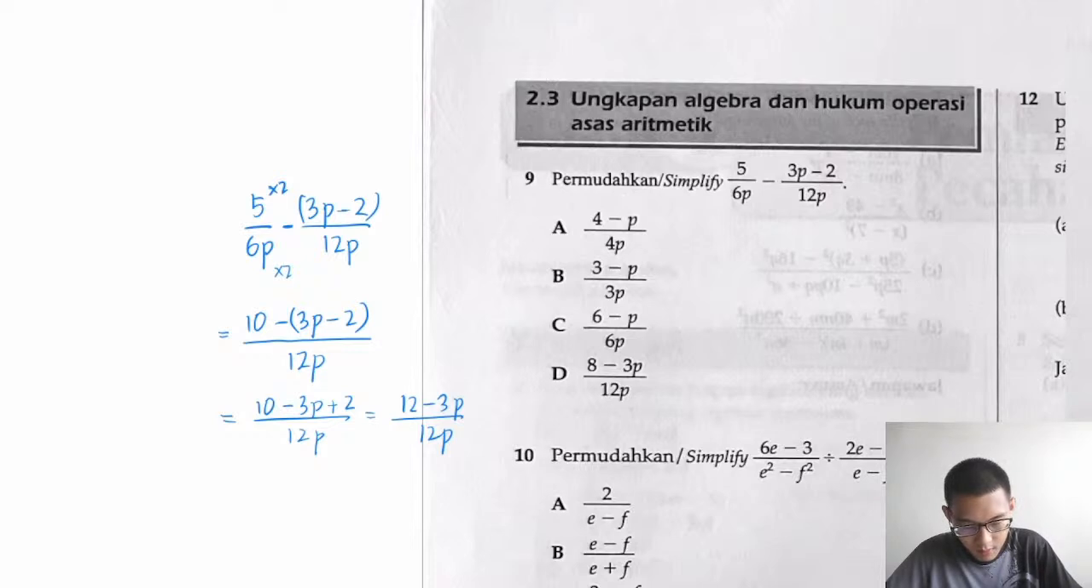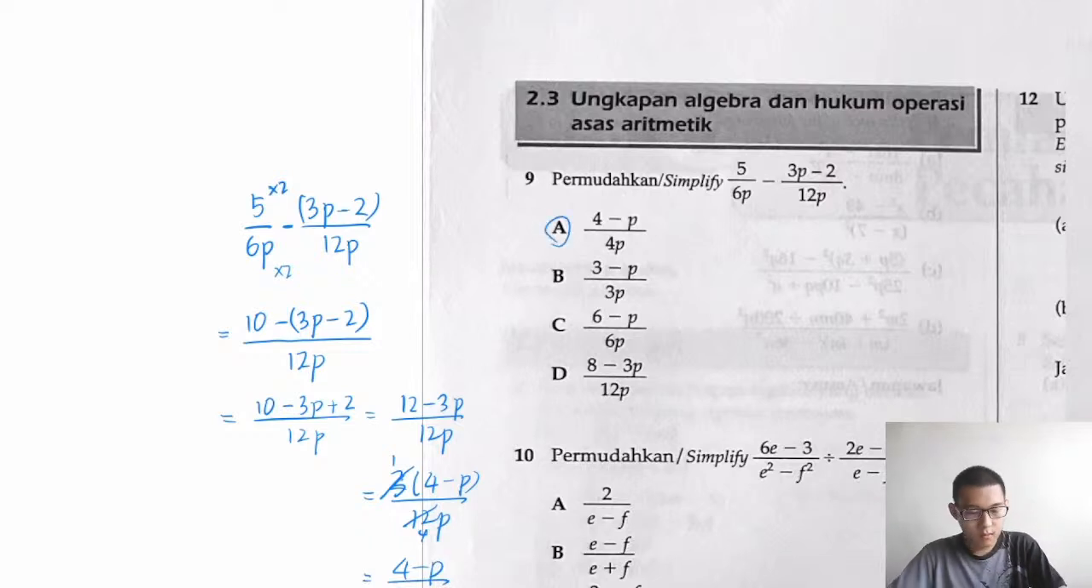But we don't have this answer. Maybe we need to simplify that. Both of them have 3, so 3 times (4 minus p), and 12p we can simplify by 3 to become 4p. So it equals 4 minus p over 4p. 4 minus p over 4p, this one.